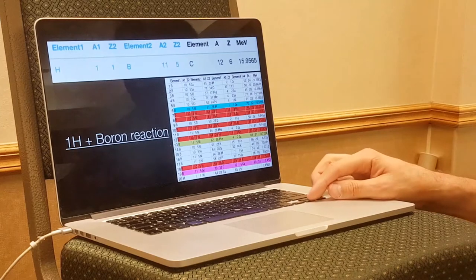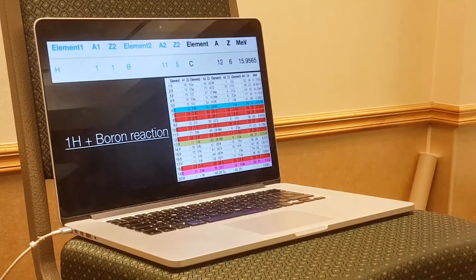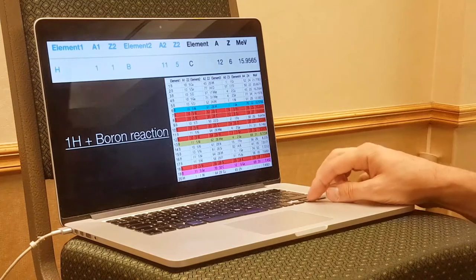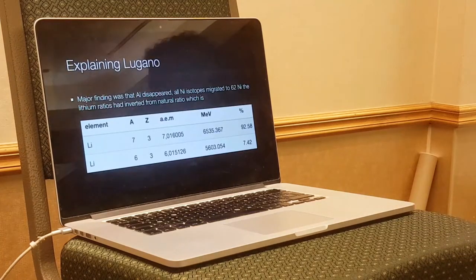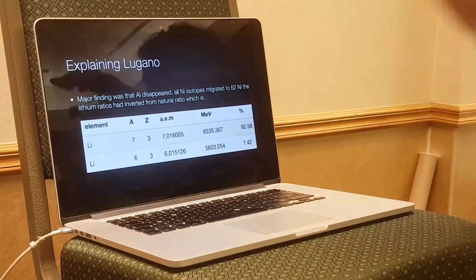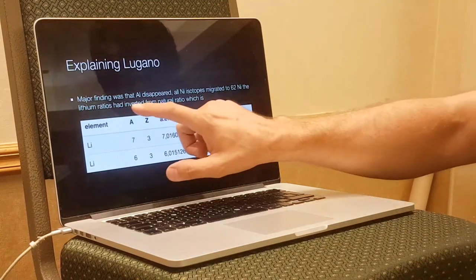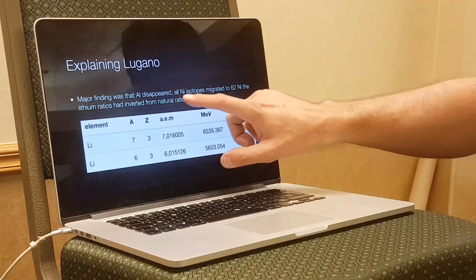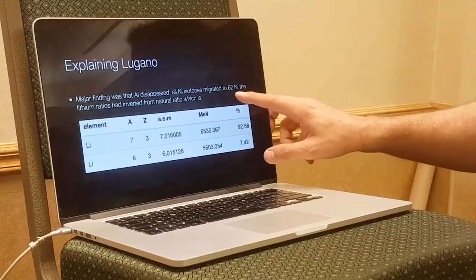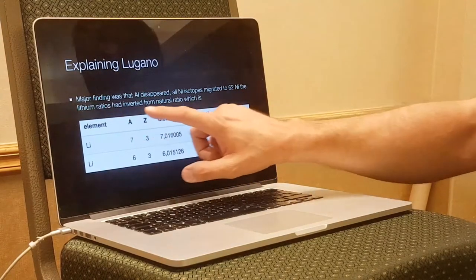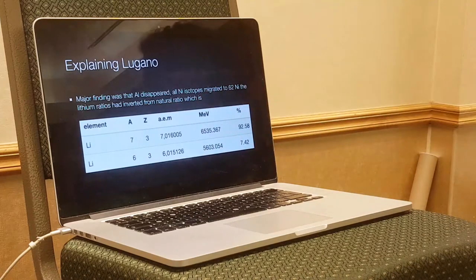So anyway, just for shits and giggles, I'm going to explain Lugano using the same methodology, right? First, what was observed. The major findings of Lugano were that the aluminium had completely disappeared, all the nickel isotopes had migrated to nickel 62, and the lithium ratios had inverted from the natural ratio, but we didn't have a quantitative amount for how much lithium was in there.